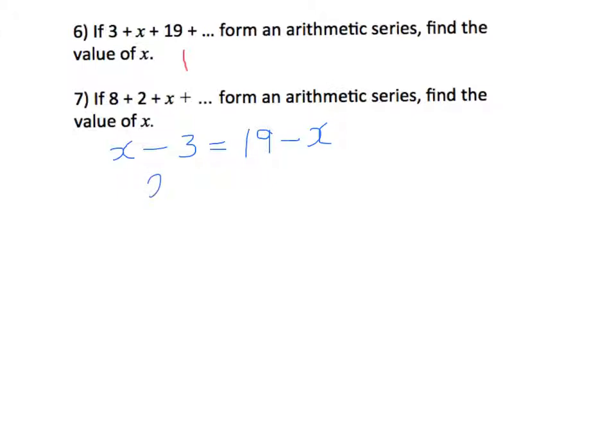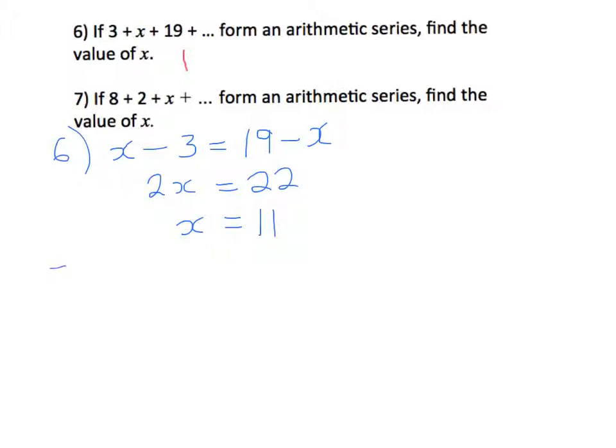Let's add x to both sides, and plus 3 to both sides, and divide both sides by 2. Oh, that should have been a 22. 19 plus 3 is 22. Okay, so in question 6, x is 11.